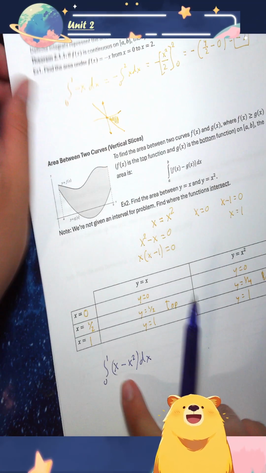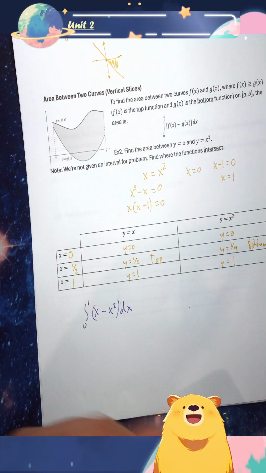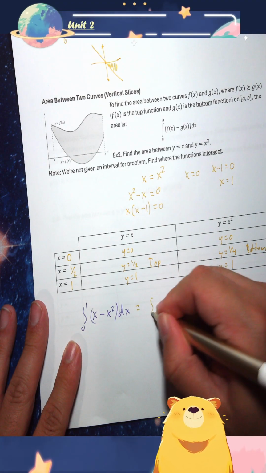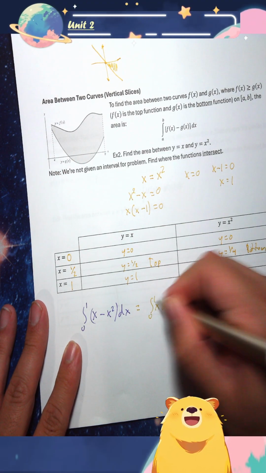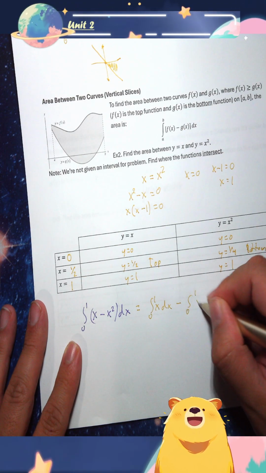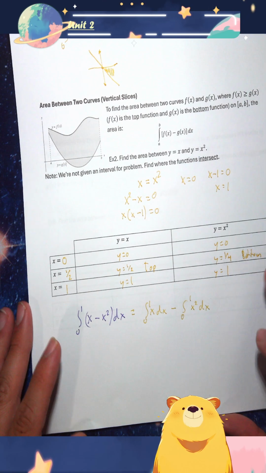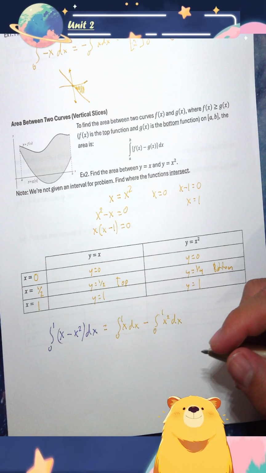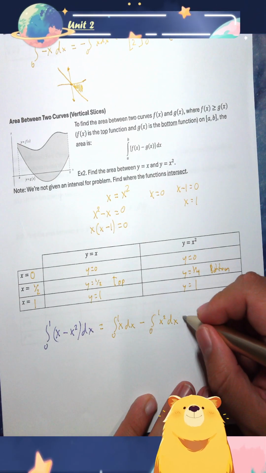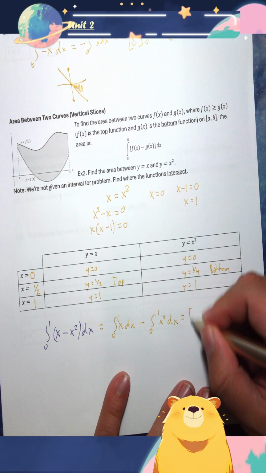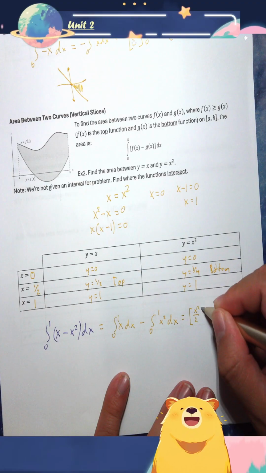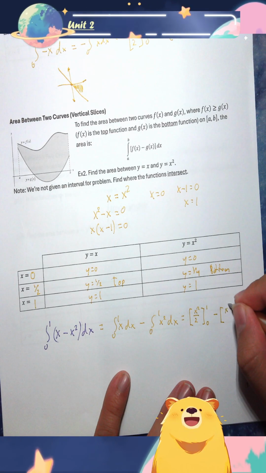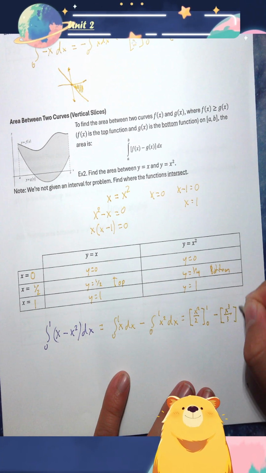All right, well, let's go ahead and solve this. Well, we know that we can just distribute that integral, excuse me, from 0 to 1 of x dx minus the integral from 0 to 1 of x squared dx. So if I plug these in, we'll get x squared over 2 from 0 to 1, minus x to the 3 over 3 from 0 to 1.